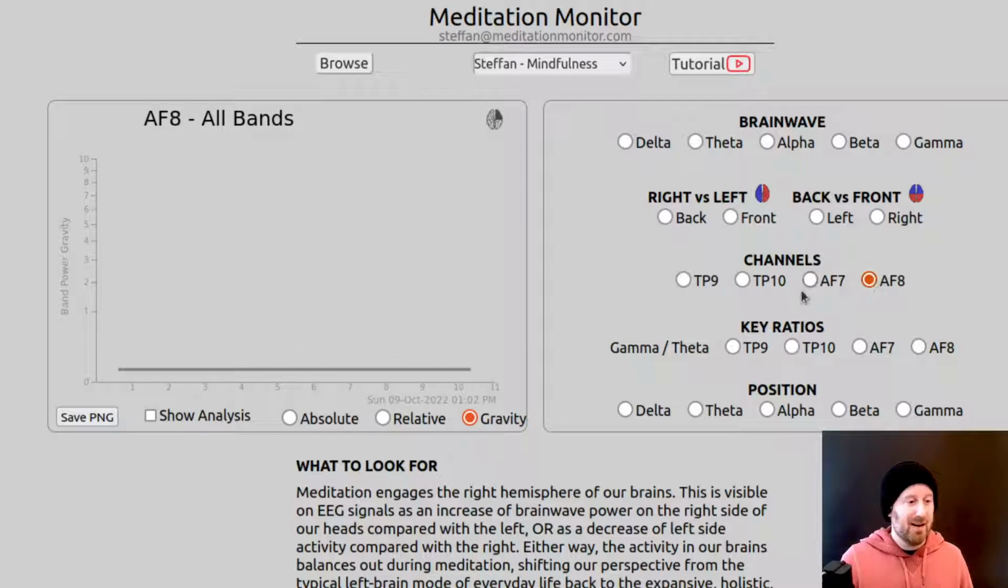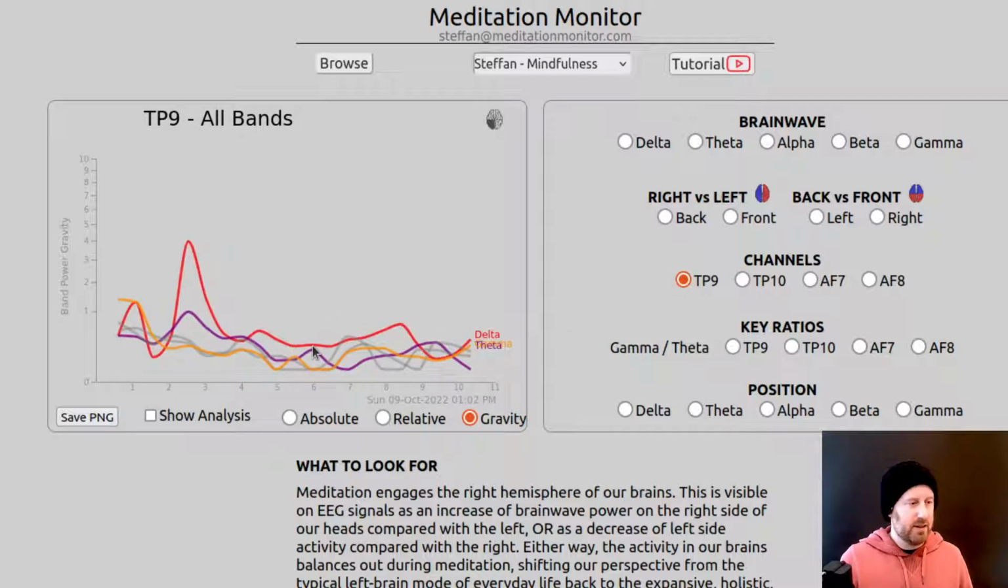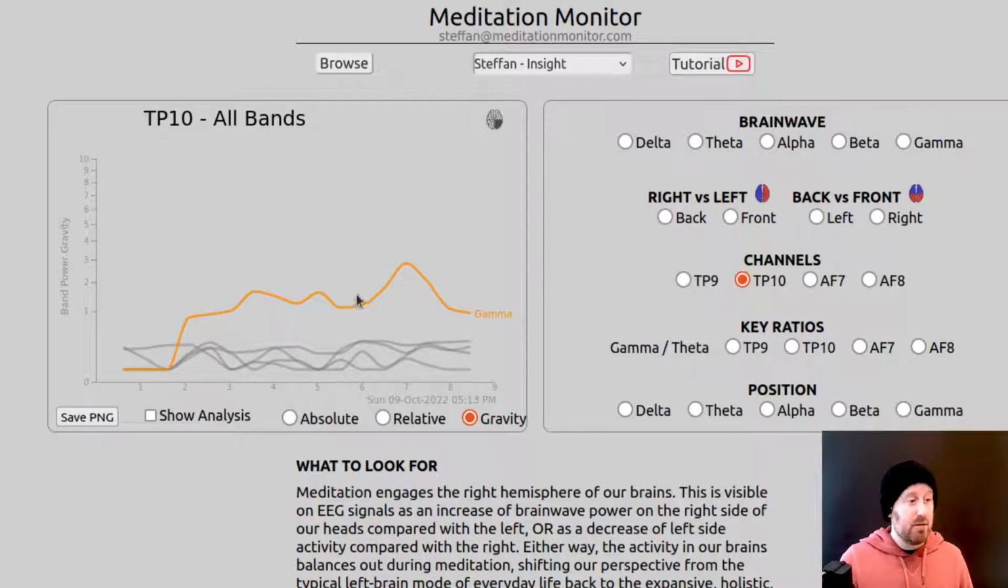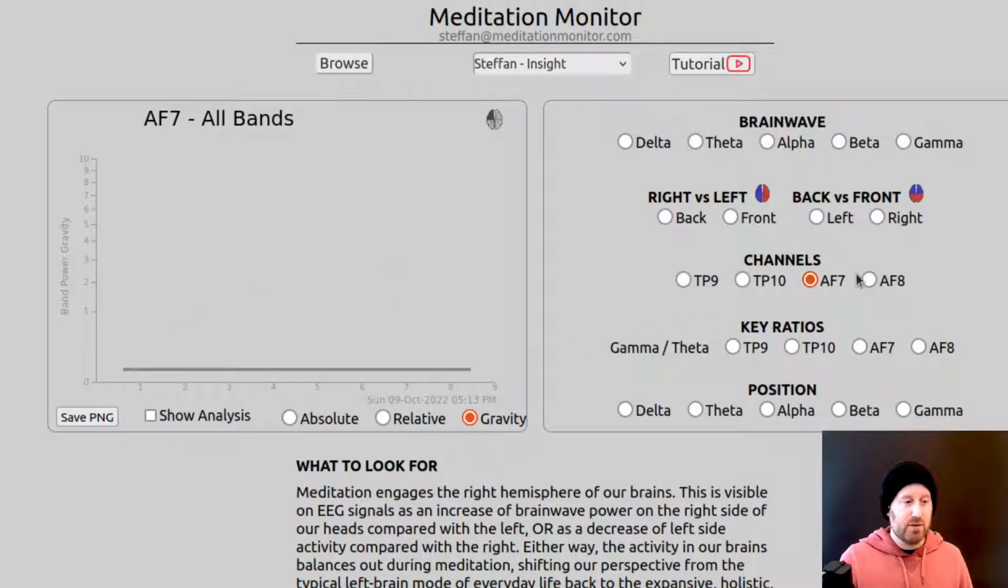You'll notice this isn't actually a bug. There really isn't any information for these channels, AF7 and AF8, and something going on in TP10, but mostly TP9. And actually, let's change to my insight example because this is more interesting for this particular analysis. So for TP9, not much going on. TP10, big gamma increase, and somewhat of an increase for the other bands. The other bands are here, but if they're below a certain value, then I hide them. And then nothing for AF7, AF8. Just nothing going on there.